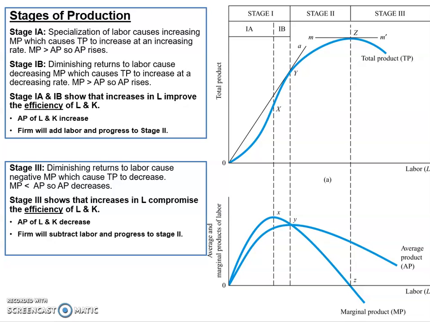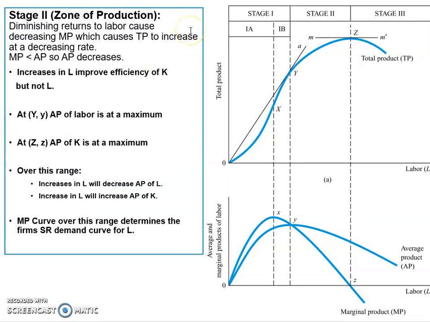That means that we are left with stage 2 as the typical stage in which firms will produce. If they find themselves in stage 1, the clear efficiencies to labor and capital will cause them to want to move to stage 2. If they find themselves in stage 3, the clear inefficiencies of labor and capital will cause them to want to move back to stage 2. So most firms will choose to operate in stage 2. That's why we call this stage the zone of production.